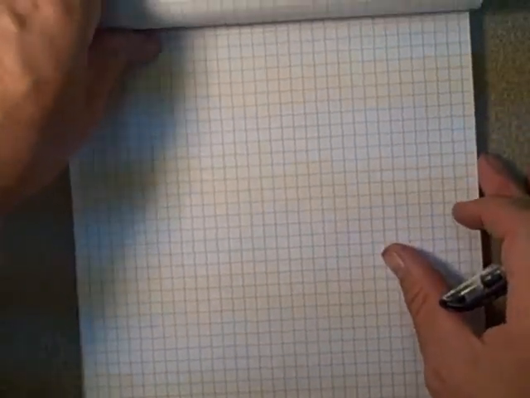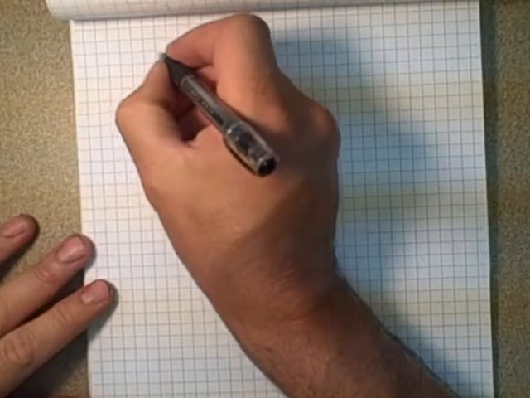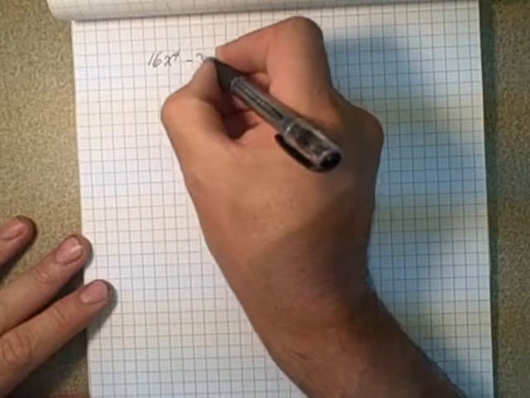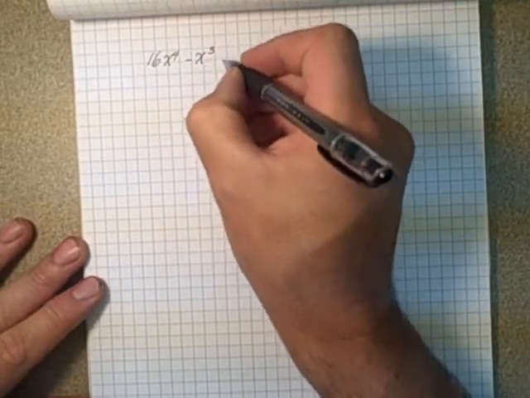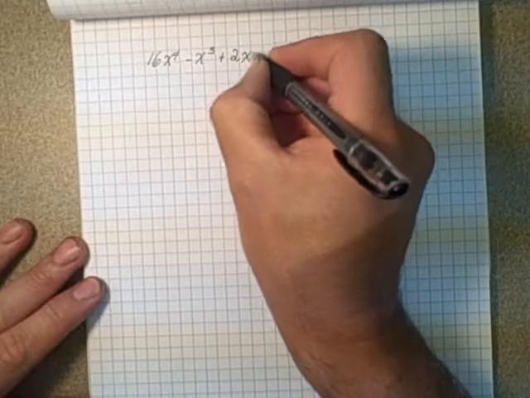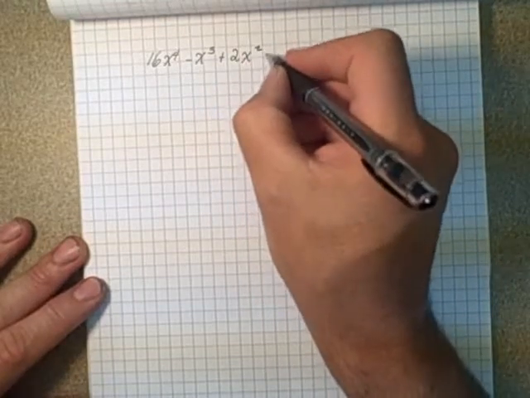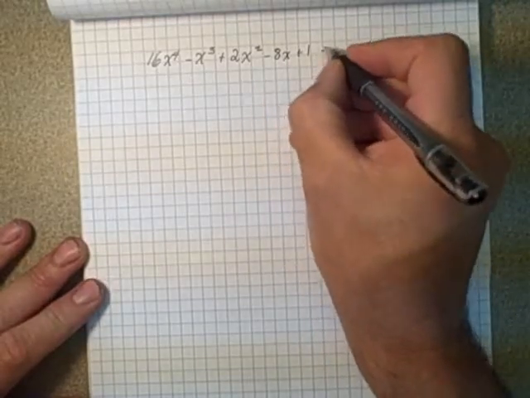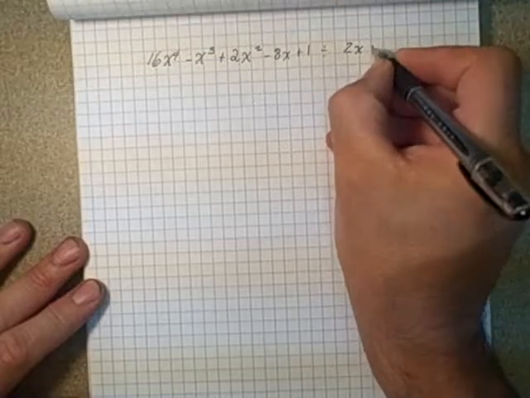So I'm going to do a second example that might have some fractions in it of synthetic division here. So let me just make sure that's in the field of view. And my second example is find again the quotient and remainder using synthetic division. So I want to take 16x to the 4th minus x cubed. I'm going to put it in the right order here. Plus 2x squared, minus 8x plus 1. And I want to divide that by 2x plus 1.